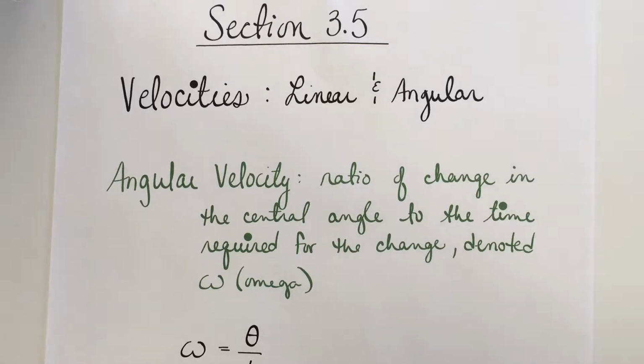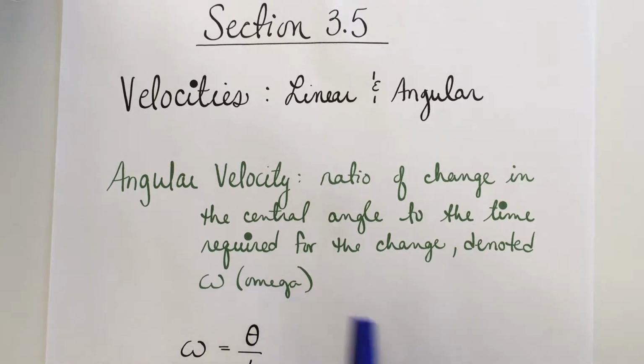Okay, in this section we're going to be talking about velocities, and the two types are linear velocity and angular velocity. Angular velocity, as it states, is the ratio of change in the central angle to the time required for the change. The symbol that's always used to represent angular velocity is the Greek letter omega. It does look like a W, but it curves back in on the tops.